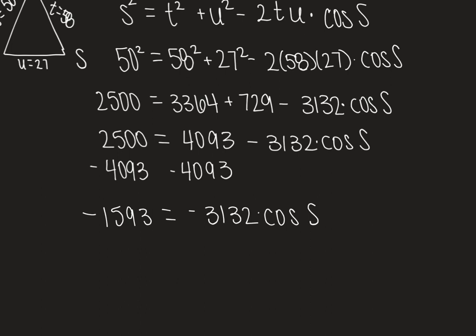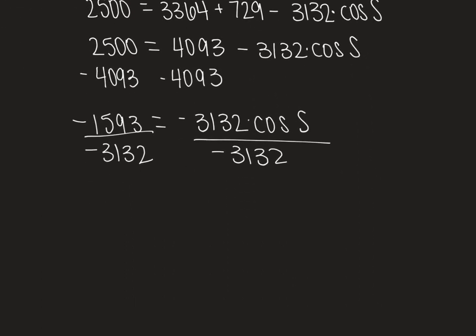Okay, we have this negative 3,132 multiplied, so we want to divide by negative 3,132. Okay, and we're going to get a decimal here. The decimal is going to be fairly long. You don't want to cut it off yet, so we're going to have 0.5086206897. And that's going to equal the cosine of S.